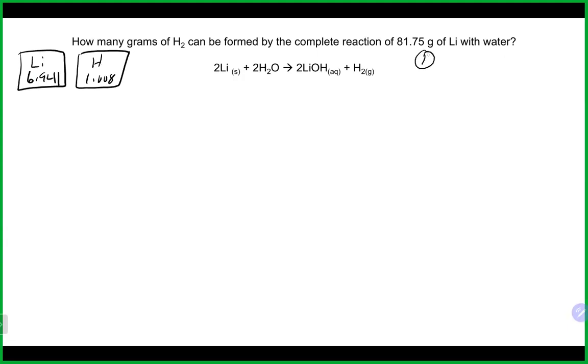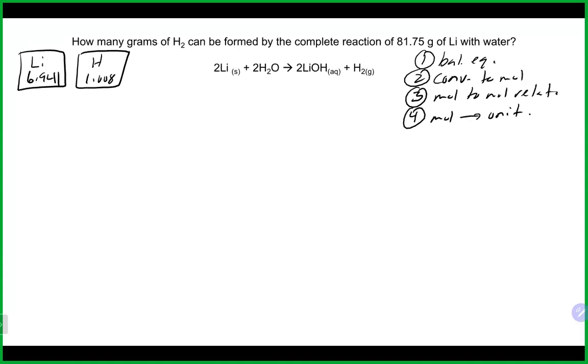Again, just follow those same 4 steps. Balance the equation. Convert to moles. Mole to mole relationship. Okay, let's take a look, see how you're doing.